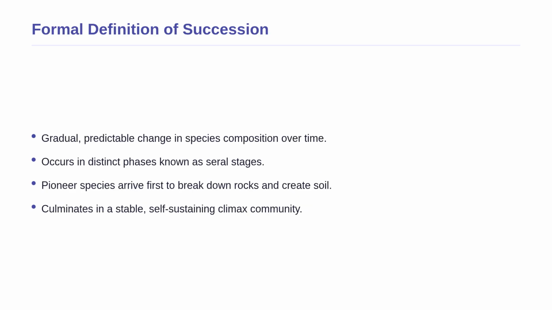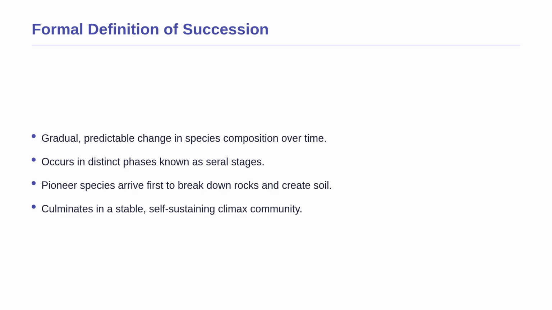Now that we have a visual idea of this recovery, let us define it formally. In ecological terms, succession is the gradual and predictable process of change in the species composition of a community over time. It is important to realize that this happens in distinct phases, which ecologists call seral stages. In each stage, one group of plants and animals is systematically replaced by another.